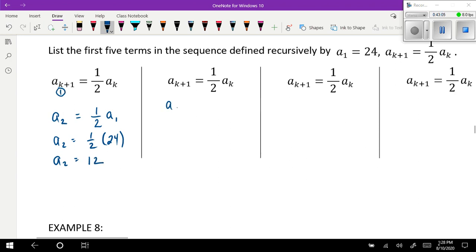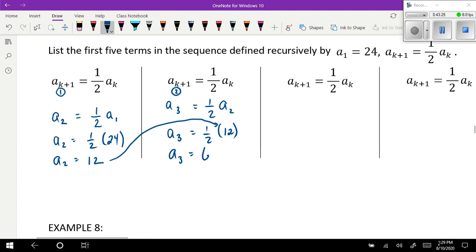Now I want a sub 3. In order to get a sub 3, my k value would have to be a 2. So a sub 3 would be 1/2 a sub 2. A sub 3 would be 1/2 of, and here it is right here, 12. Half of 12 is 6. And I will use that 6 in the next one. So I want a sub 4, and that's going to be 1/2 of a sub 3. So my a sub 4 is 1/2 of 6. Notice how I'm showing each step individually, so it's nice and clear. I don't think anybody can get too lost on this as we're doing this. My 6 is coming in here.